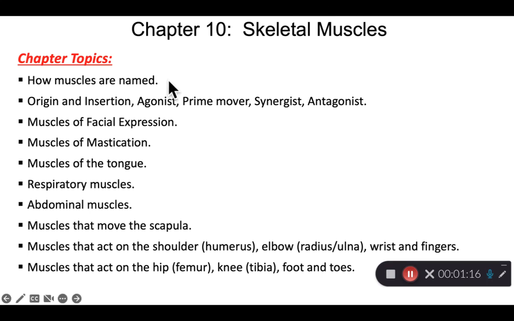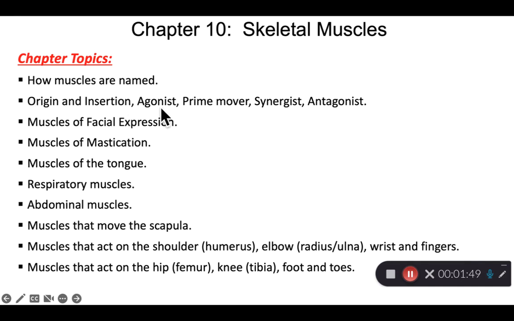I'm going to first teach you how to think of muscles, how to learn muscles, and that's largely based on how they're named. The name of the muscle is going to give you a lot of information. So we want to make sure we know the reasoning behind the name. We're going to learn some features and some terminology like origin and insertion. Those are basically the two ends of the muscles. One end is going to move, that's the insertion. The other end is the non-moving end.